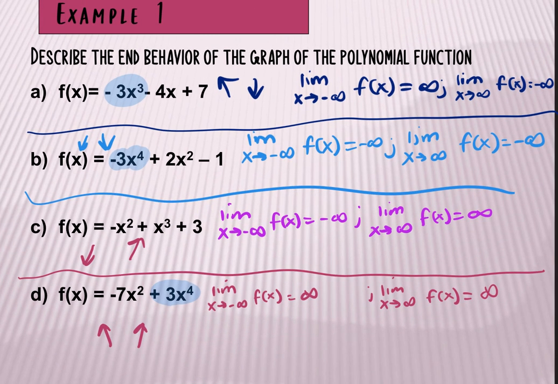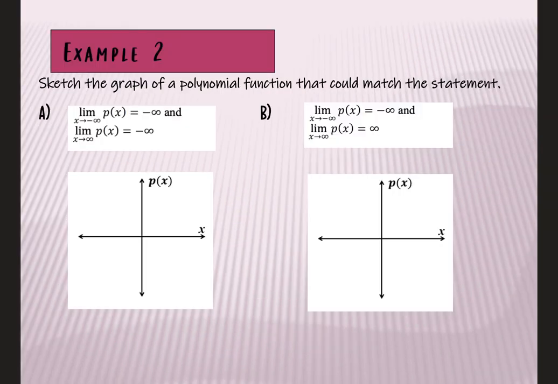Easy stuff, right? If you know what you're doing and you don't get caught always grabbing the first term. I would say those are the mistakes people make, okay? All right, then it says sketch a graph of the polynomial function that could match this statement.